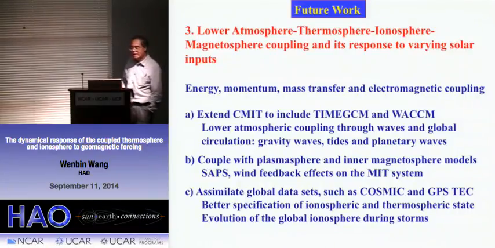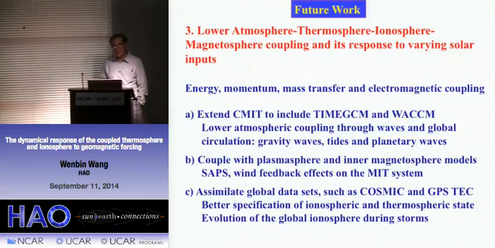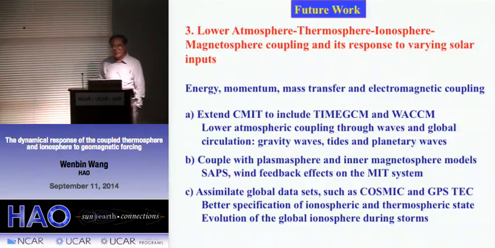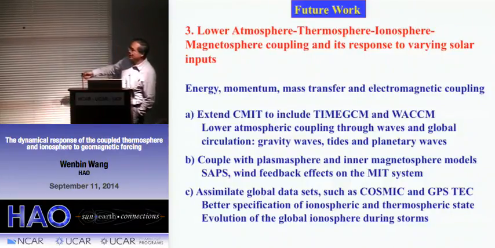Specifically, I think it's very important to extend the CMIT to include TIME-GCM and a long-term vacuum, so that we can have a better description of the lower atmosphere's influence on the upper atmosphere, like resolved gravity waves, tides, and planetary waves, which I do not have time to cover. Also, for my interest, I want to cover very good plasma sheet and ring current models and inner magnetosphere models, which can resolve things like the SAPS I talked about. And we also study the feedback effect of the neutral dynamics on the MIT system.